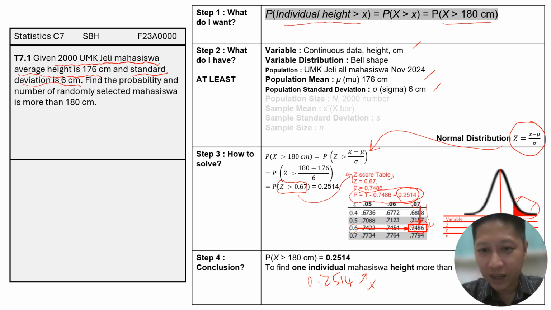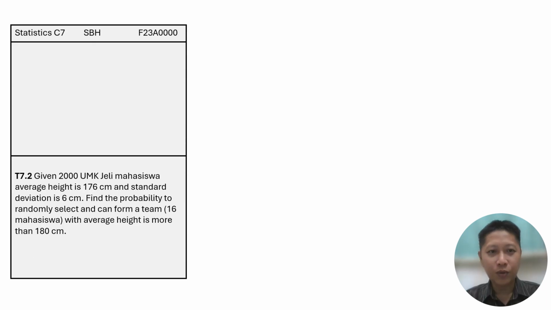Then later on, we can multiply by 2000, all of the students, to get how many students are very tall in Jelly campus. Question 7.2. Given 2000 mahasiswa, this is the green color question. The population height is 176 cm. The population standard deviation is 6 cm.